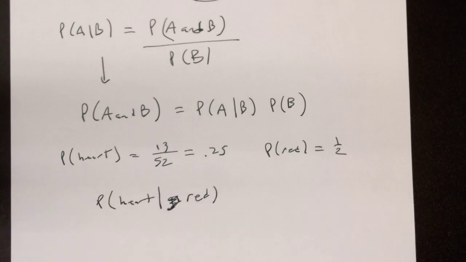Now, if I tell you in advance, this is a red card. What's the chance it's a heart? Leo, hang on. Chris? Because now I've restricted myself to the 26 red cards. Half of them are hearts, half of them are diamonds.